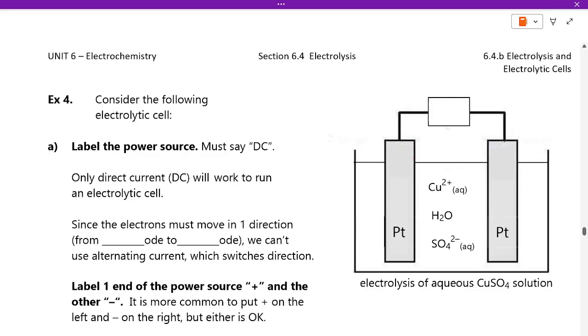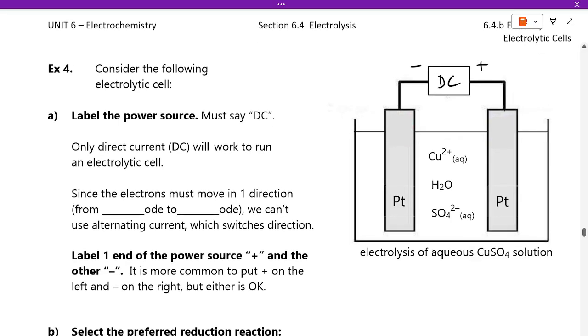Let's label our power source. It must say DC. And this time, just for funsies, we are going to put our positive on the right, and we're going to put our negative on the left, just so that you don't get too ingrained in, oh, it always has to be one way or the other. It's more common to put the positive on the left and the negative on the right, but either is really okay. So in this case, which direction would the electrons move? Right to left. They would move from right to left. So your electrons would go this way.